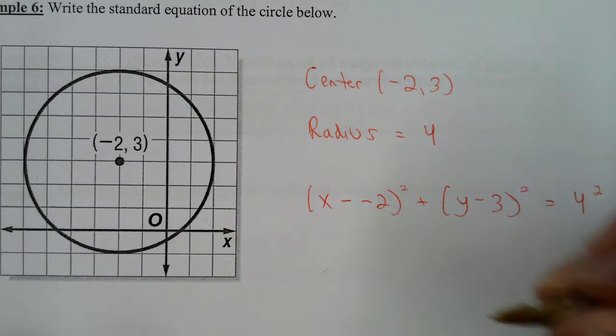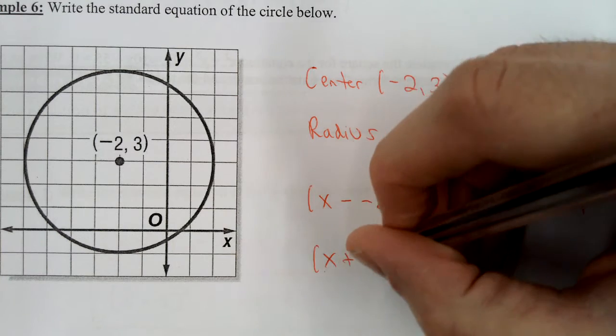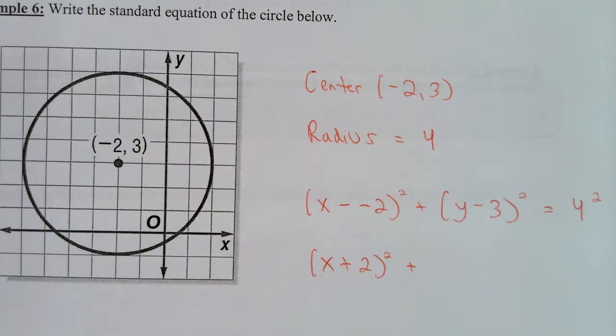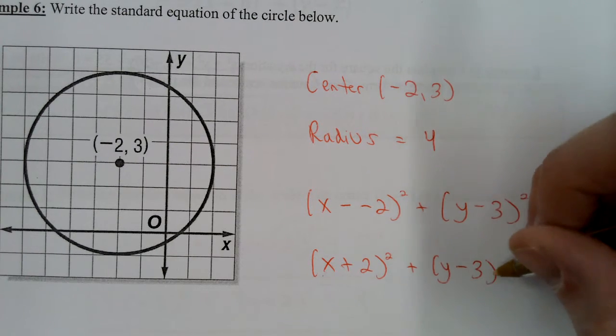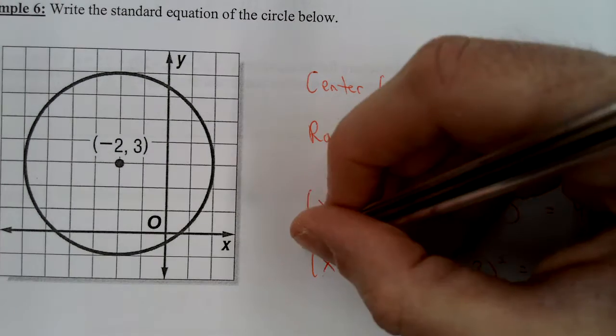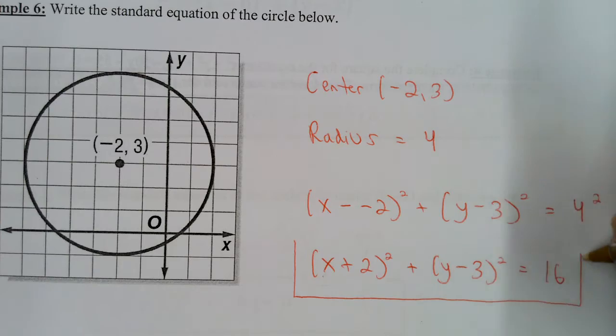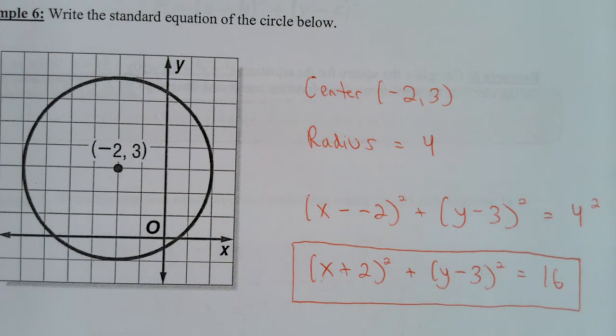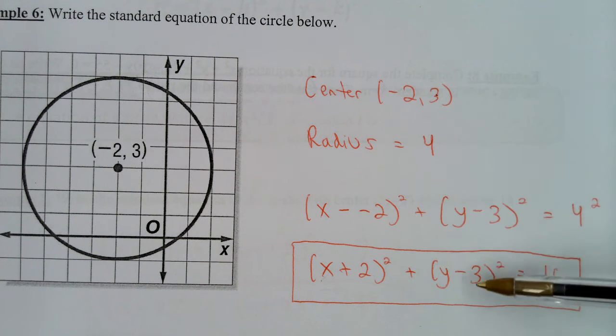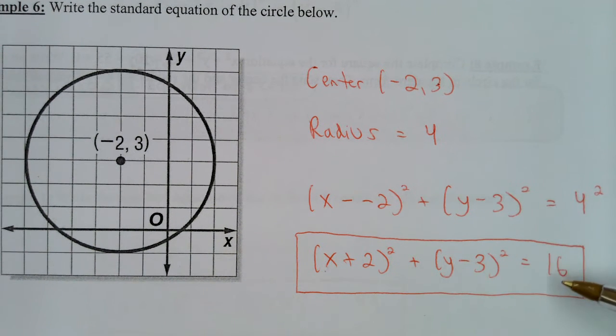x plus 2 squared plus y minus 3 squared equals 16. So again, you change the sign. -2 became +2. 3 became -3. And over here, this is the radius squared. So 4 squared is 16. Okay.